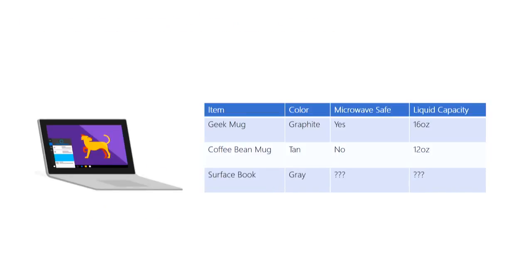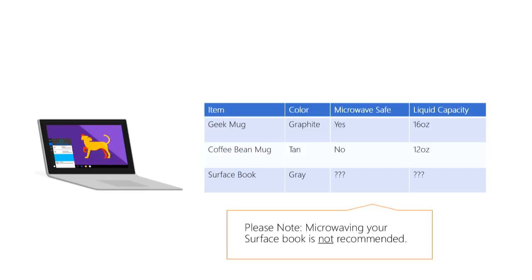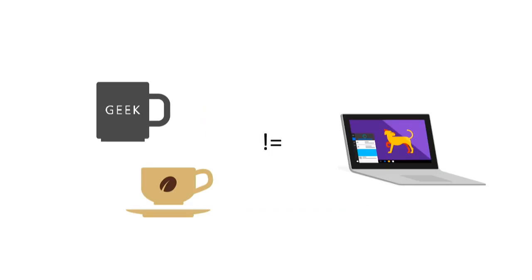Problem is I also sell a bunch of other things, like a Surface Book. And I'm wondering, this is an interesting schema. Is this microwave safe? How much liquid does my Surface Book hold? It turns out if I actually ask the folks who build Surface Books, it's definitely not recommended for you to microwave this thing. It's not part of the specs. Instead, what I want to do is create this product on a different set of dimensions.